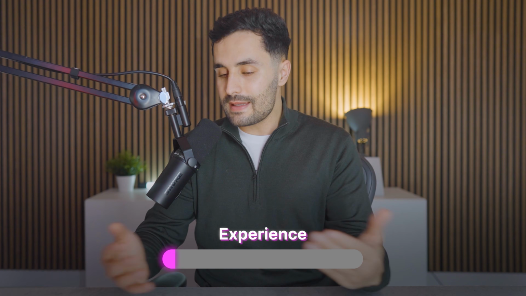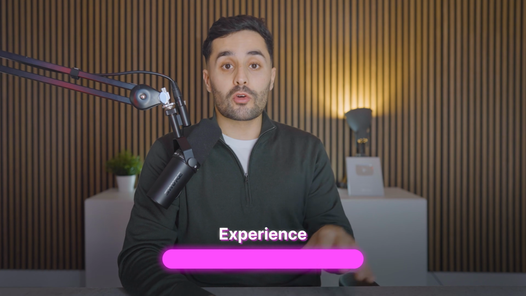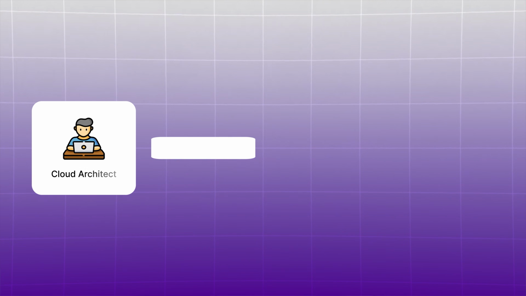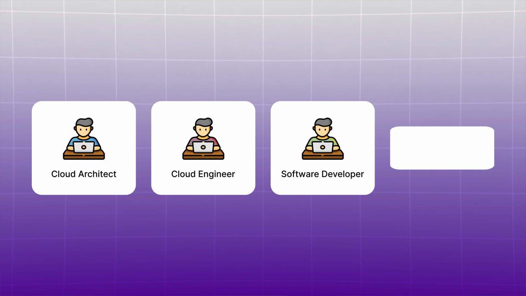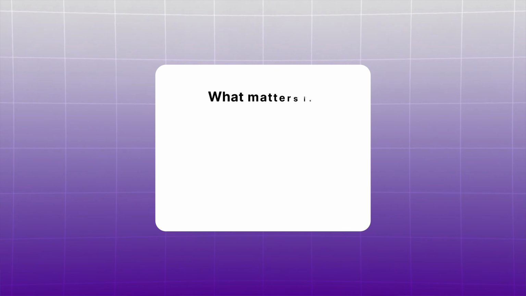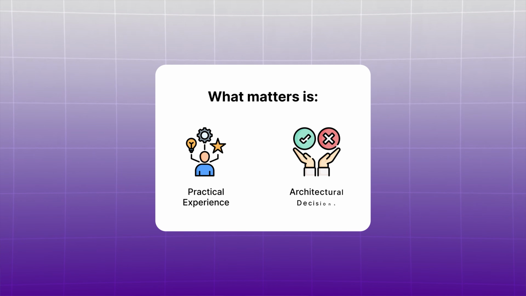Now, over the past decade of working in tech, I've gained extensive experience across multiple roles: cloud architect, cloud engineer, software developer, and DevOps. Today, I run my own cloud security consultancy, and this has given me a unique perspective on how AWS services actually fit together in real-world applications. Now, what matters is practical experience and understanding how to make architectural decisions. And here is what I've noticed.